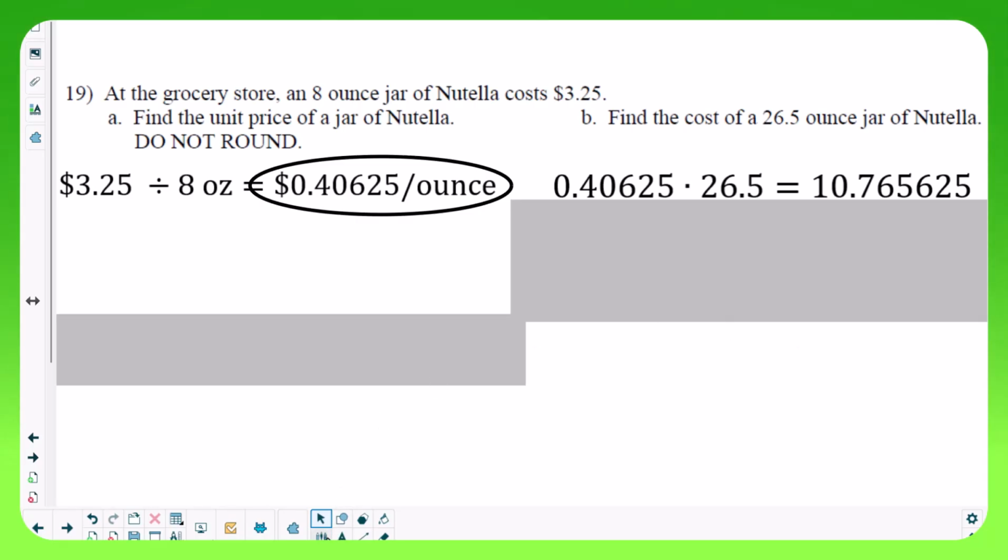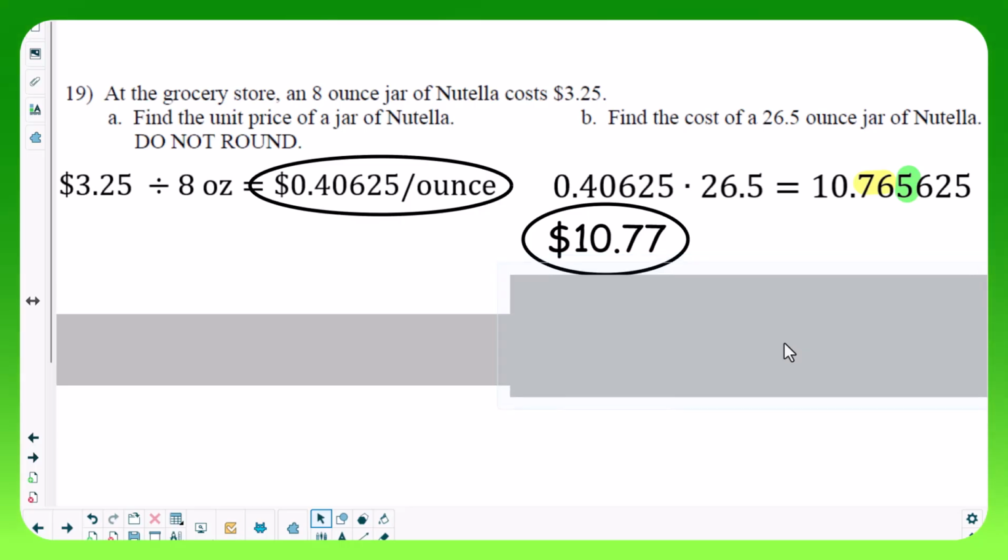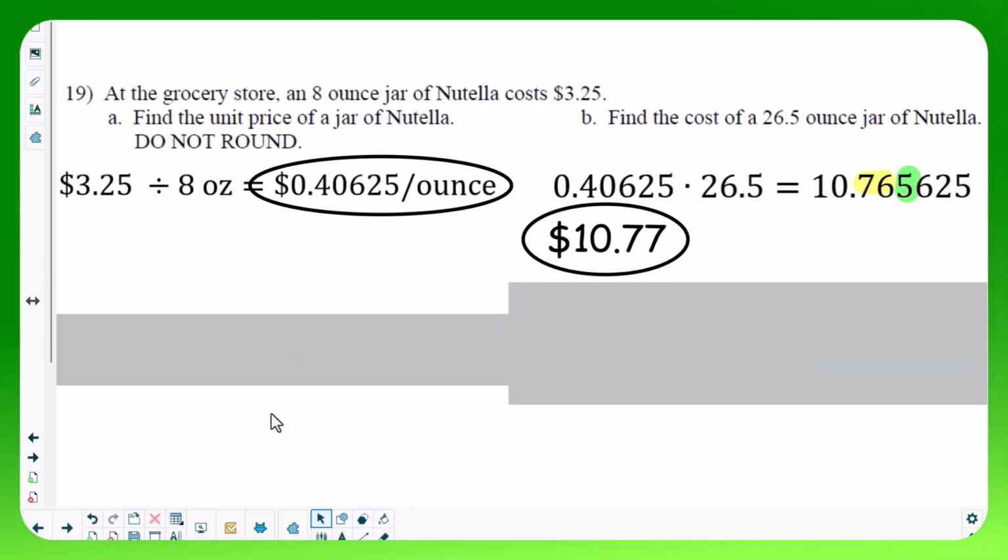10.765625. Now, this one we do want to round, so we're talking about the cost, so we want to round to the nearest cent. We currently have 76 cents, followed by a 5, so that is going to round to 77 cents. That will be $10.77.